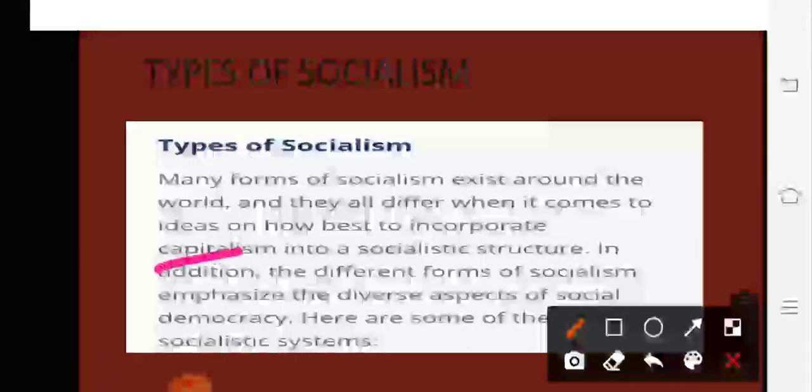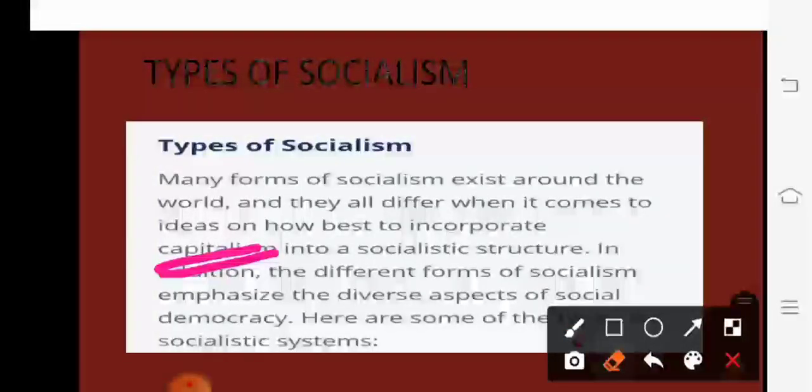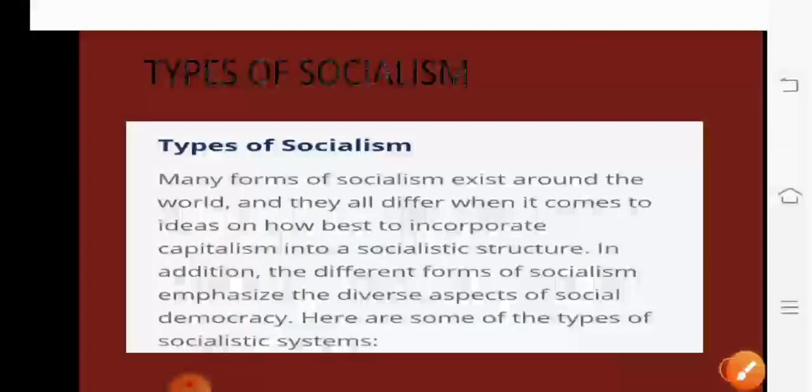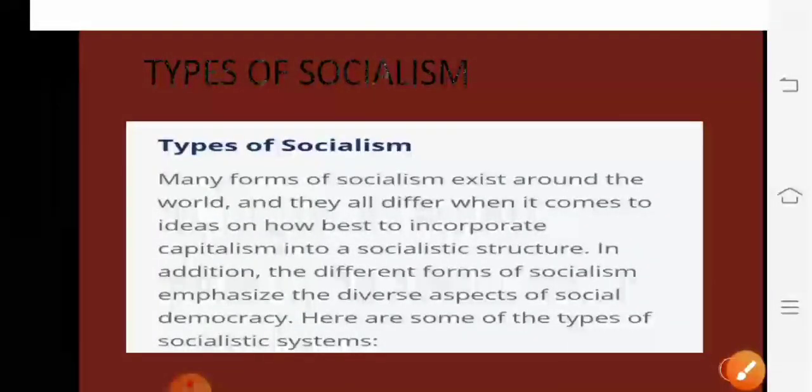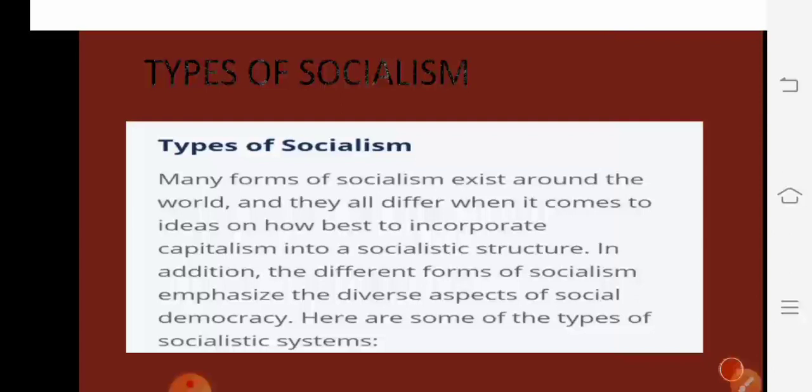What is that, children? Capitalism. Capitalism means a society where, from each according to his ability, to each according to his capital. In simple terms, the person with the most capital will get the most profit. In very simple words, if a person has money, then he is going to make more money.